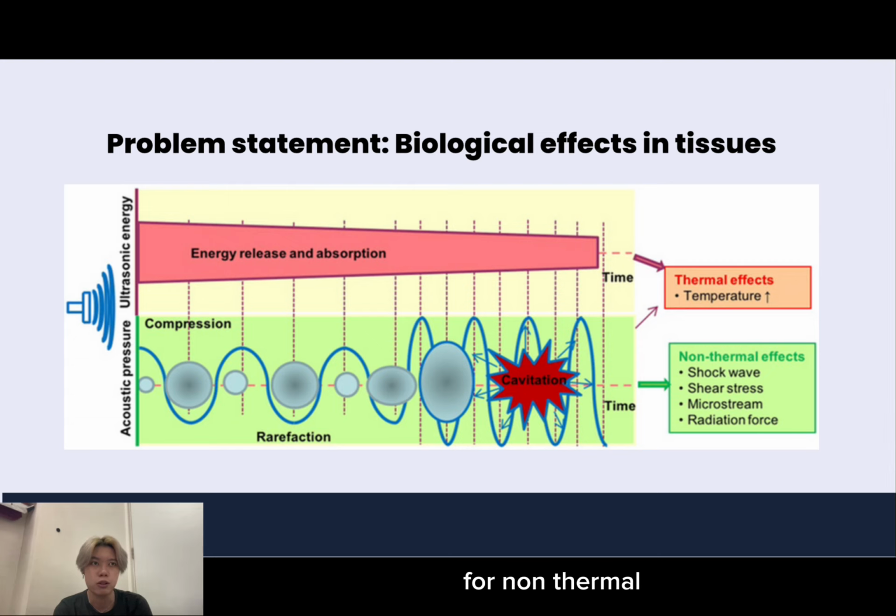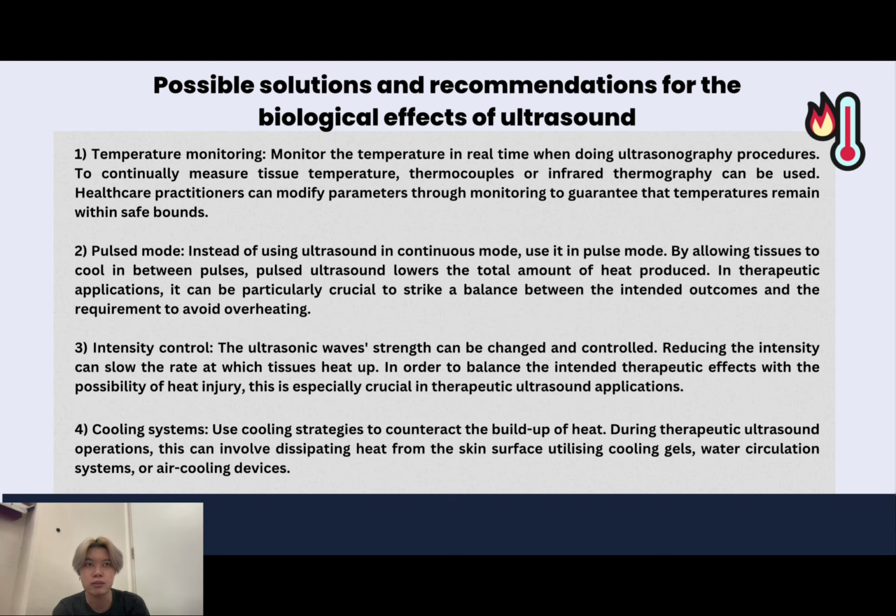The possible solutions and recommendations for biological effects of ultrasound include, firstly, temperature monitoring. To monitor the temperature in real time when doing ultrasonography procedures, thermocouples or infrared thermography can be used to continually measure tissue temperature. Healthcare practitioners can modify parameters throughout monitoring to guarantee that temperature remains within safe bounds.